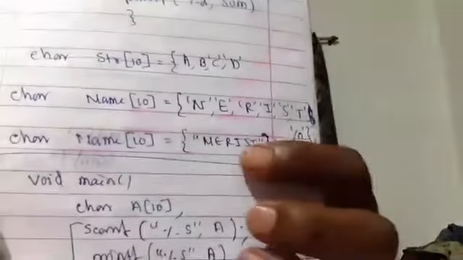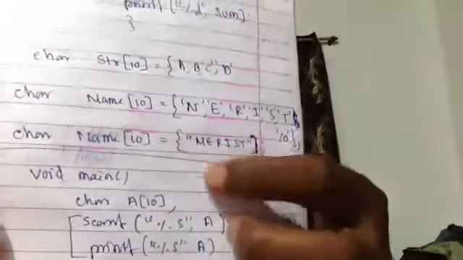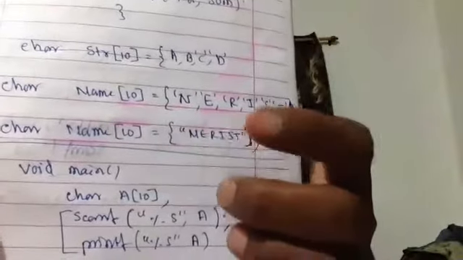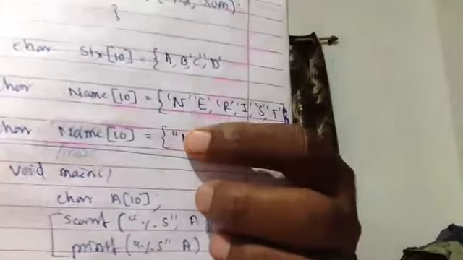Suppose in this example, I am giving NERIST. Once you use this function, it will count the number of characters. So how many characters are there? 6. So it will display 6. Is it clear? Yes.